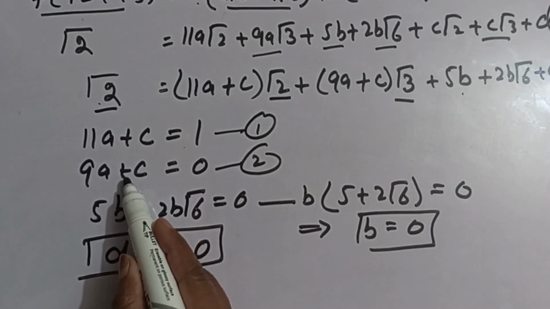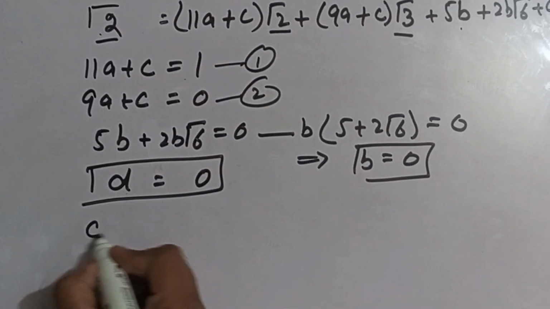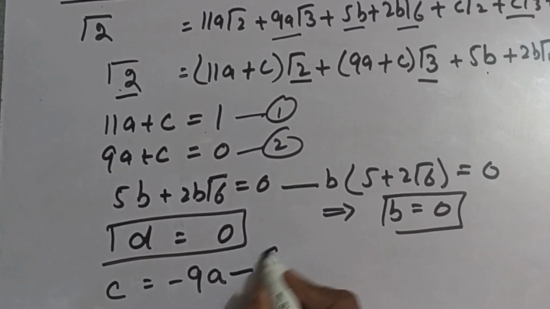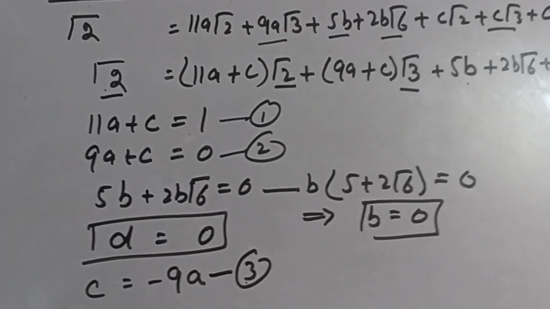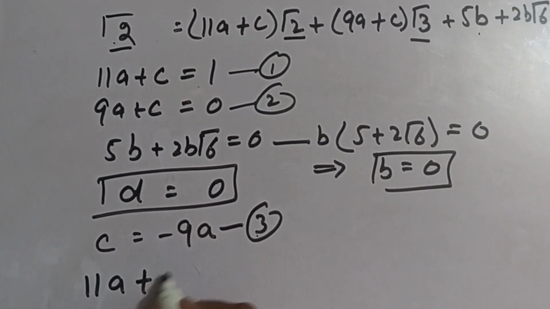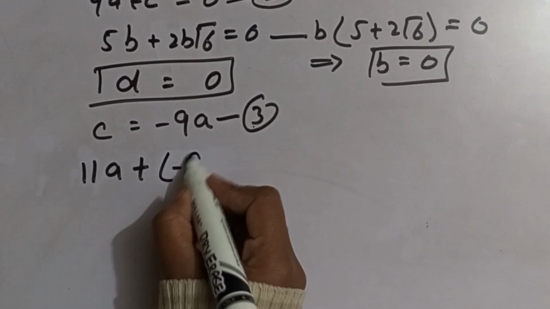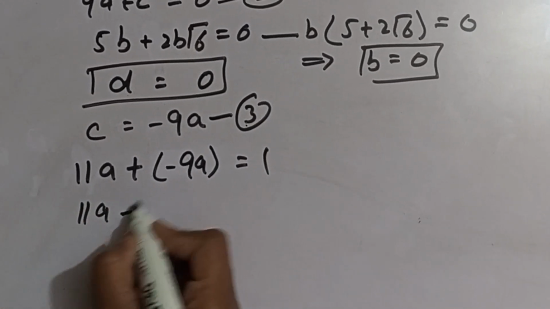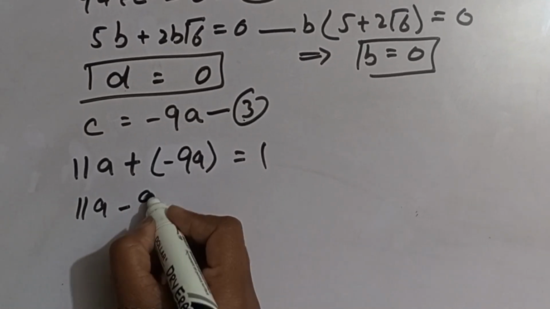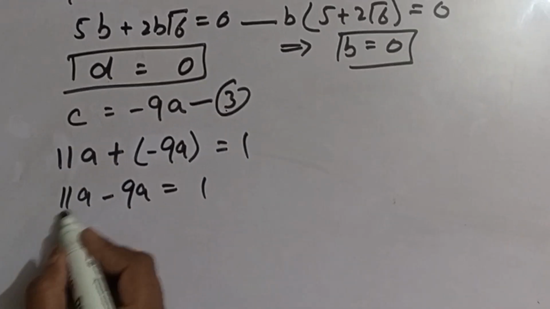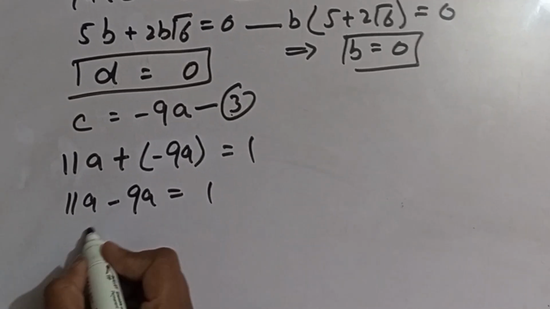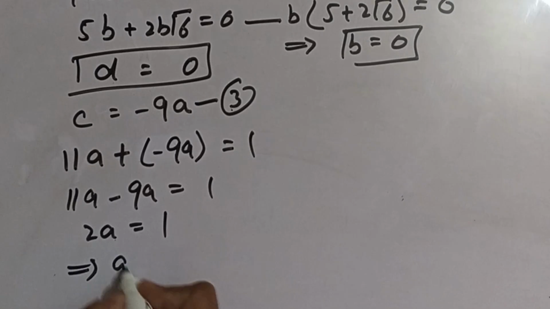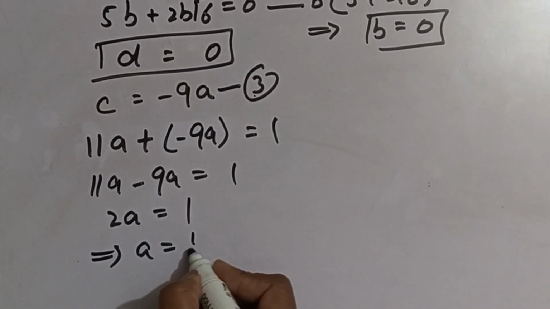Call this equation number 1 and this is our second equation. Now look at equation number 2. We write this as c is equal to minus 9a. Now we put this value in equation 1. Then we have 11a plus, and c is equal to minus 9 times a, this is equal to 1. Now we simplify: 11a minus 9 times a is 2a, equal to 1. So this implies a is equal to 1 over 2.